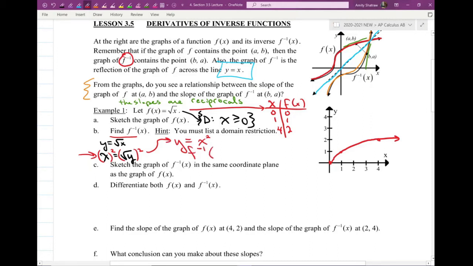The inverse of this function is x squared with that domain restriction. Okay, so now that I've done all that, just to remind you of what inverses are, you might have forgotten, right? We should sketch that graph. We know what the graph of x squared is.